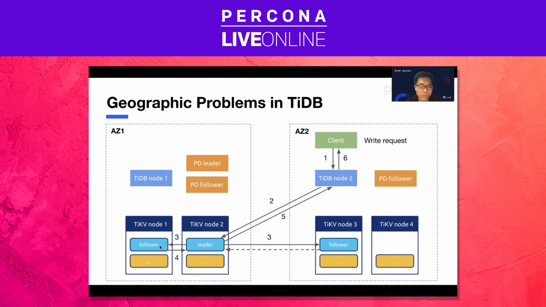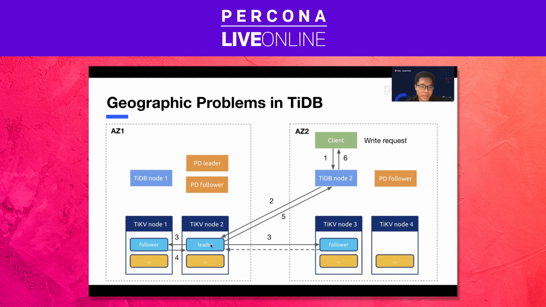Suppose there are 2 zones, AZ1 and AZ2. One client in AZ2 wants to write some data, but the leader is placed in AZ1. The request must cross different zones, which brings high latency.